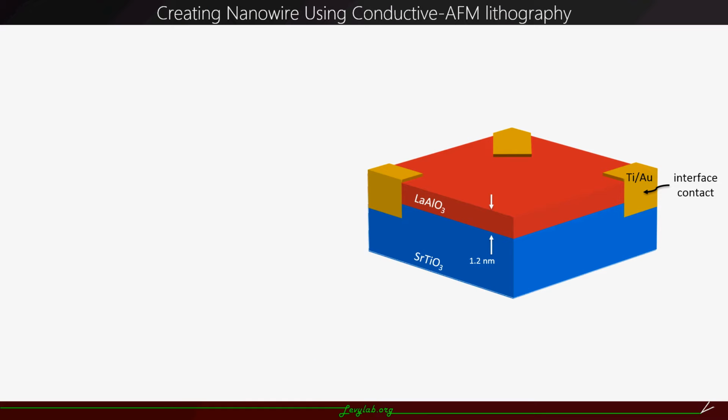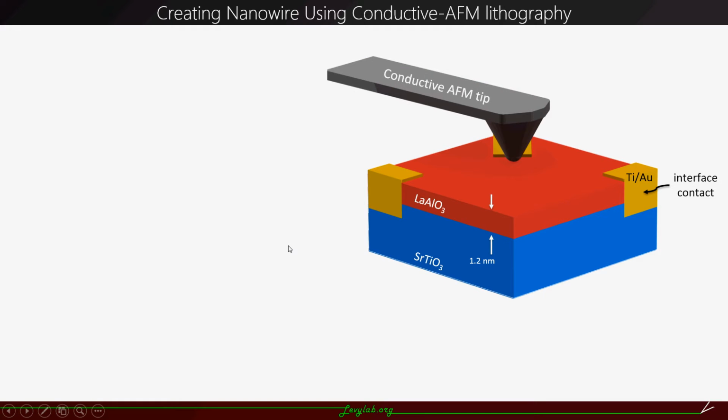In our lab, we developed a technique called conductive-AFM lithography, which allows us to create nanowires and study nanoscale phenomena at the interface. When 3 unit cells of lanthanum aluminate are grown on top of strontium titanate, the interface is insulating. However, applying a positive voltage to conductive-AFM tip as a top gate, one can locally induce the interface to undergo metal insulator transition and create nanowires.